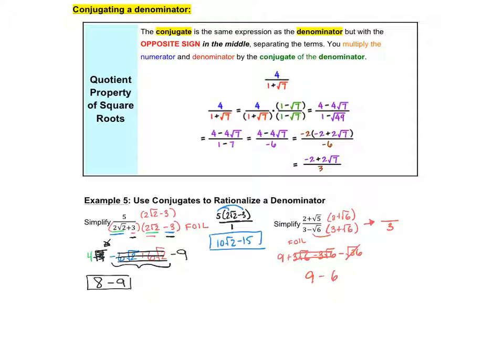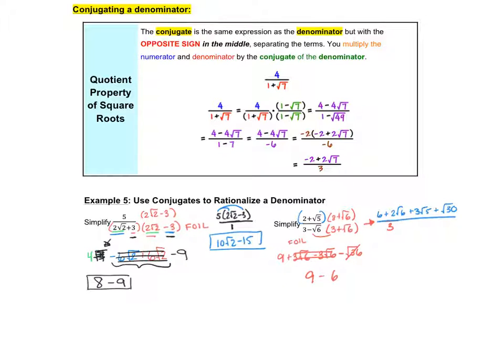And the numerator, we're going to have to FOIL again up here, actually. So let's do that. We would get first, which is 6. 2 times 3 is 6. Outer is 2 radical 6. Inner is 3 radical 5. And last is radical 30.